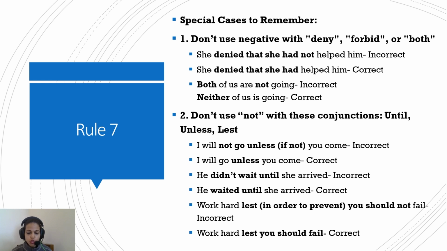Let's see another example. "Work hard, lest you should not fail." Now, lest itself means in order to prevent. So here, if you're saying "work hard, lest you should not fail," it says that you work hard so that you fail. Well, this doesn't make sense. You're trying to say that work hard to avoid failure. So the right way to say it is "work hard lest you should fail."